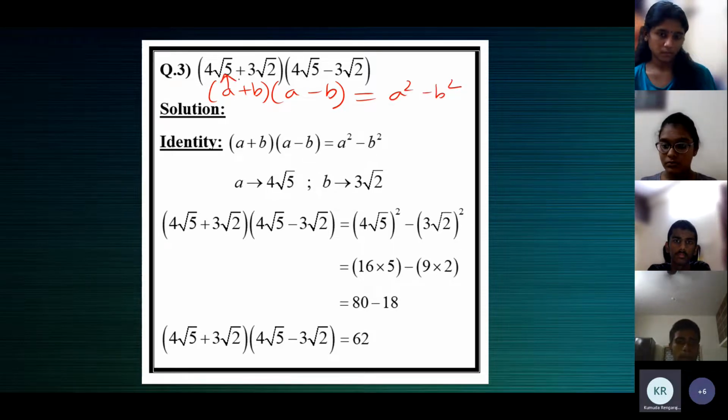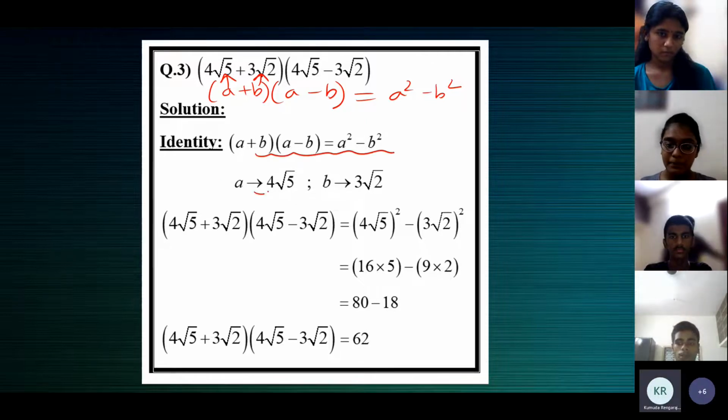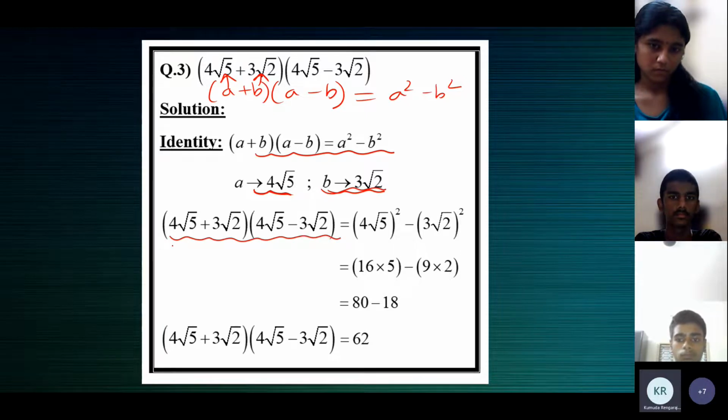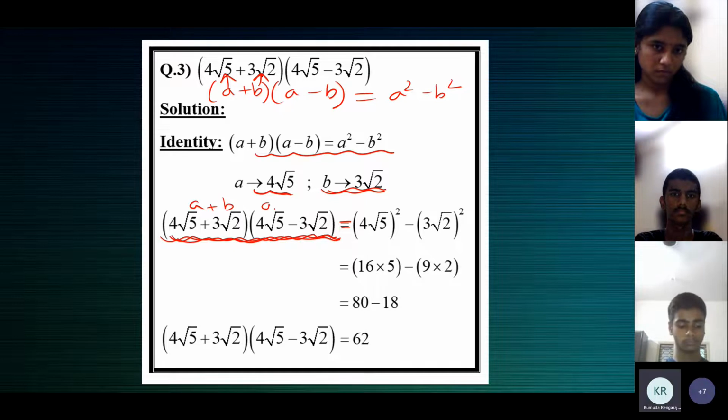Your a is 4 root 5. Your b is 3 root 2. So see here, first you should write the identity and then you should pick out the value of a and b. You must pick out the value of a and b. And then this is the expression to be evaluated. This is what you have to evaluate. You have to find the value of this expression. So that's nothing but, because this is a plus b into a minus b, the answer is a square minus b square.